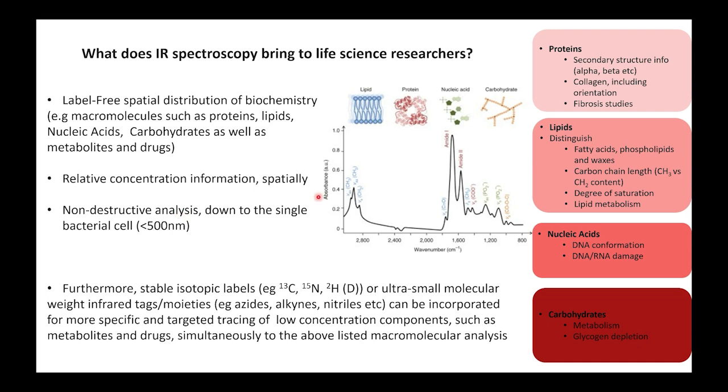Further to the macromolecules that we probe with infrared spectroscopy, you can even label sometimes. I've said this is label-free, but you can actually label things or use stable isotopic labeling with deuterium, for example, or heavy carbon, heavy nitrogen, or even include ultra-small molecular infrared tags, or moieties, azides, alkynes, nitriles, and the like. They can be incorporated to improve and enhance the selectivity and specificity as those particular bands appear in the so-called silent region.